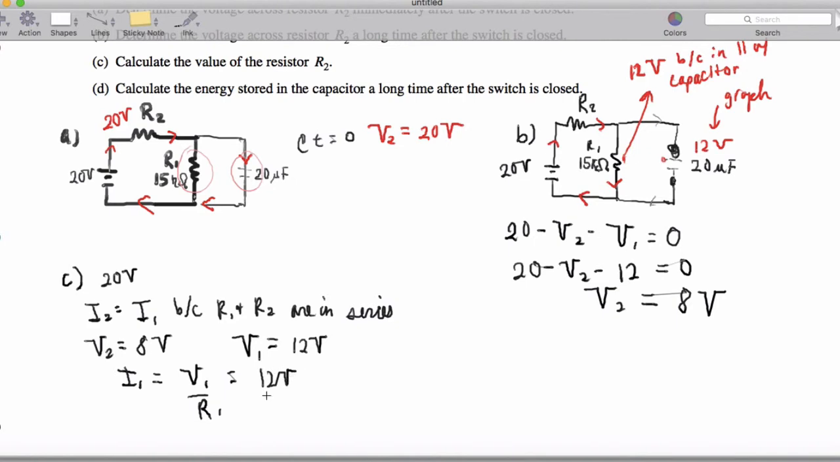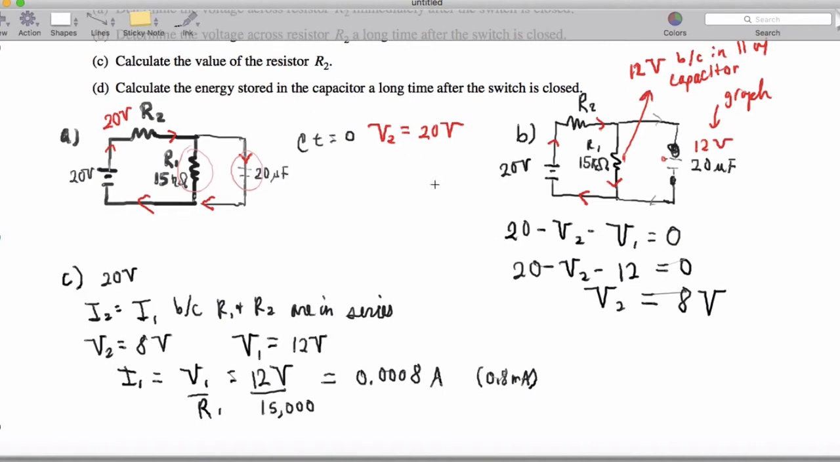So that's going to be 12 volts divided by 15,000 ohms. Remember, a kiloohm is 1,000. So when we actually calculate that out, we're getting 0.0008 amps, or you might want to write that as 0.8 milliamps. But that's not the question we want to answer. We want to know the value of resistor 2.